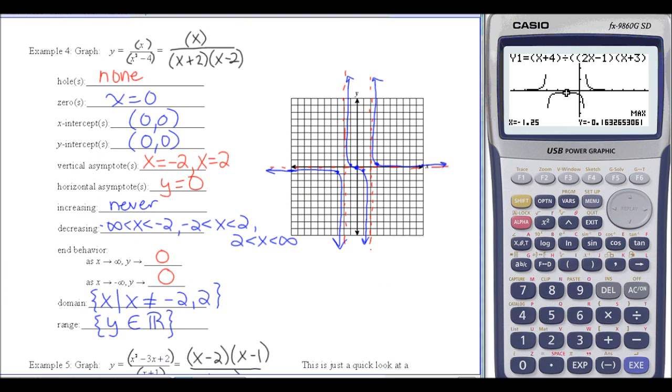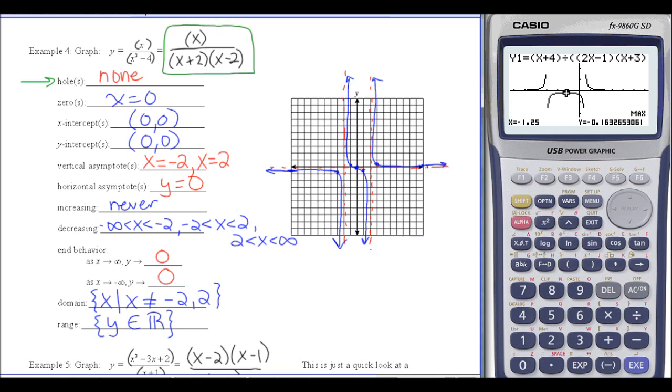So here was example 4. In example 4, the problem wasn't given in factored form. So the first thing I did up at the top was to factor it. To look for holes, I want to see if there's any factors that reduce. There aren't any, so there are no holes.